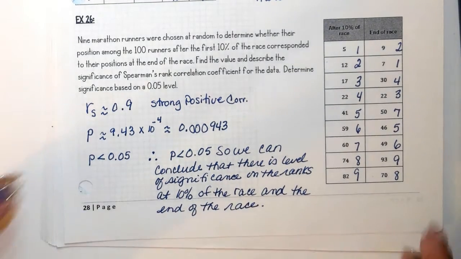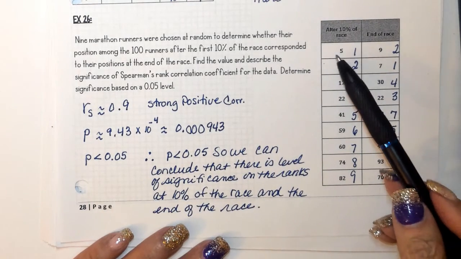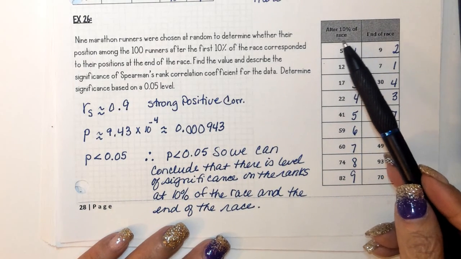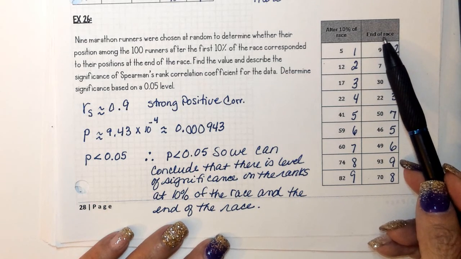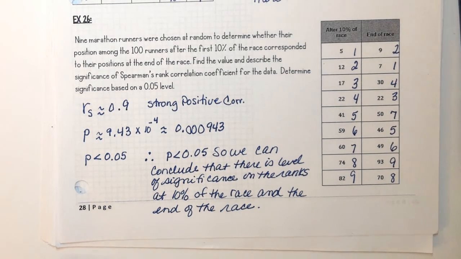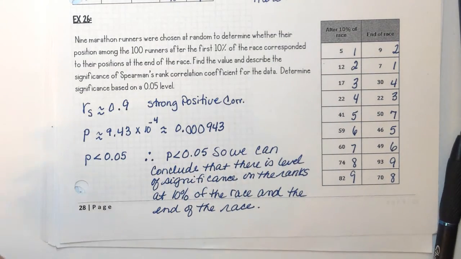And maybe it's almost easier to write it out in words like, we can conclude that where your position at 10% of the race done will be the same as at the end of the race. Has a high probability that it will be the same. Something like that. All right.